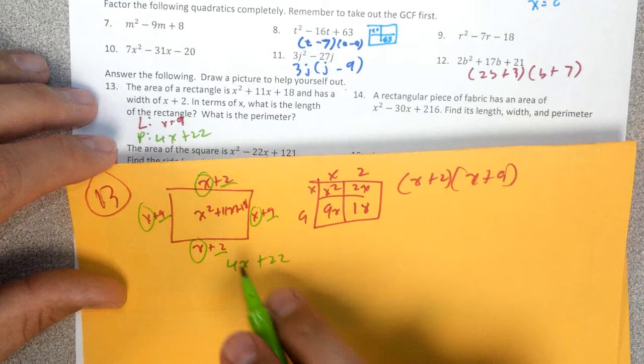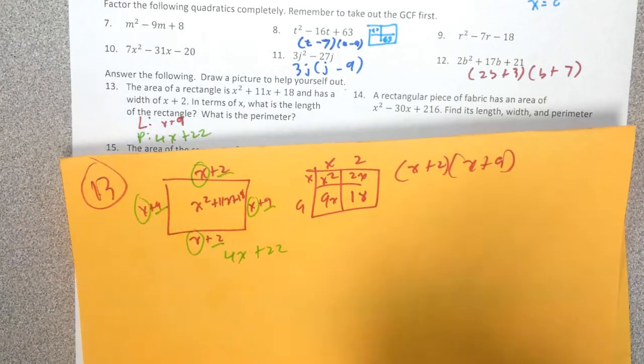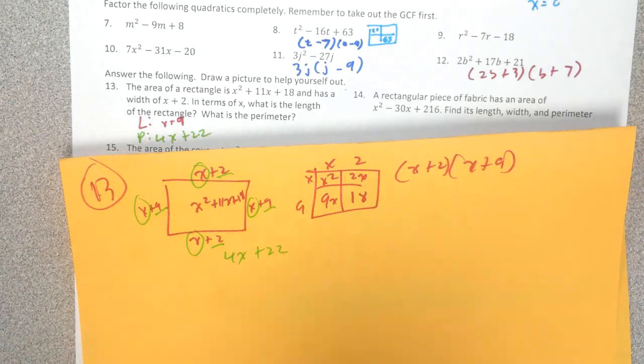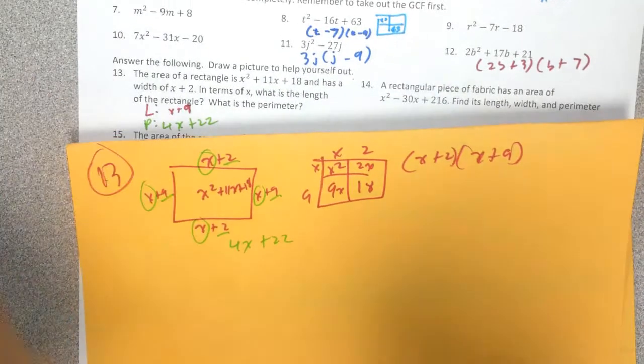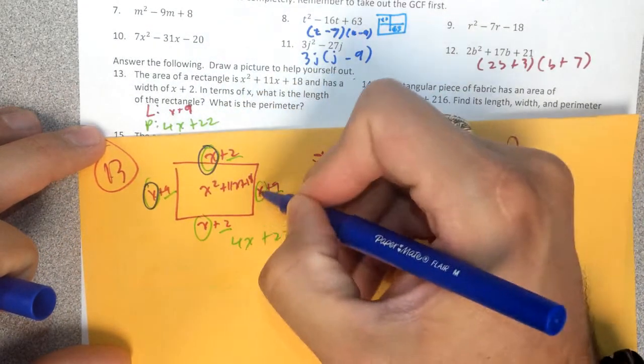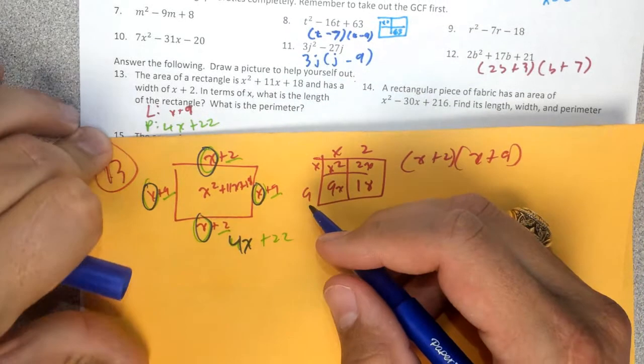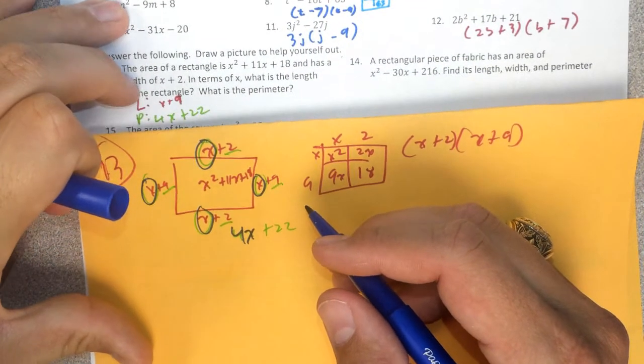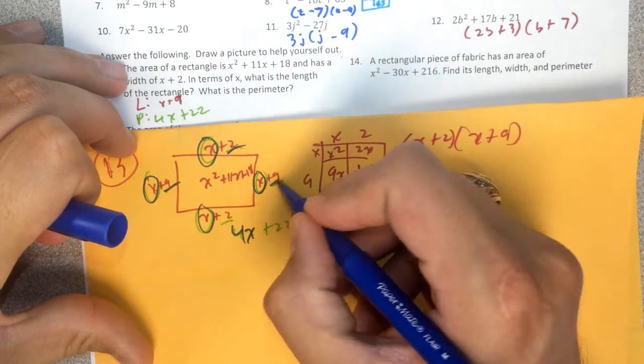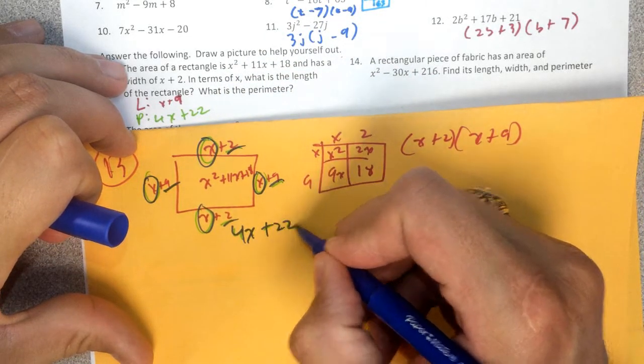Oh, y'all can't see that at all here, can y'all? It's a bad color. My x's here, here, and here, that's how I get my 4x. And then 9 plus 2 plus 9 plus 2 is 22.